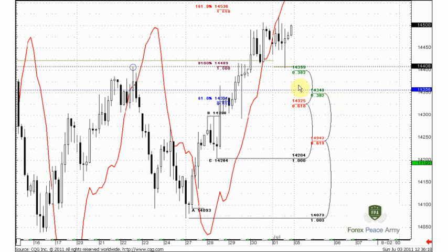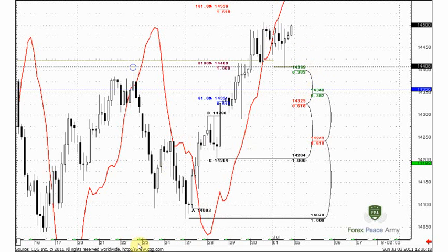If you keep an eye on our updates in our thread on forexpeacearmy.com, then every day we will analyze the current situation, and depending on the behavior of the market, how it shows the retracement, we could estimate the area where we should enter on the long side of the market more precisely.